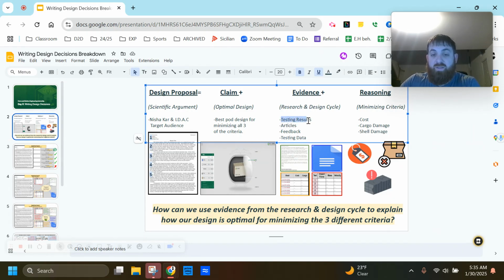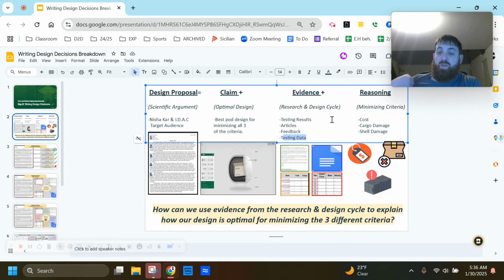So that would be our testing results. So what kind of shell condition, cost, and cargo damage we had after each drop. That would be the articles that we read. That would be the feedback that we got from NISHA, and that would be the testing data. So that would be things like the impact force, mass, and velocity. These are all pieces of evidence that we can use to show that our design is optimal.